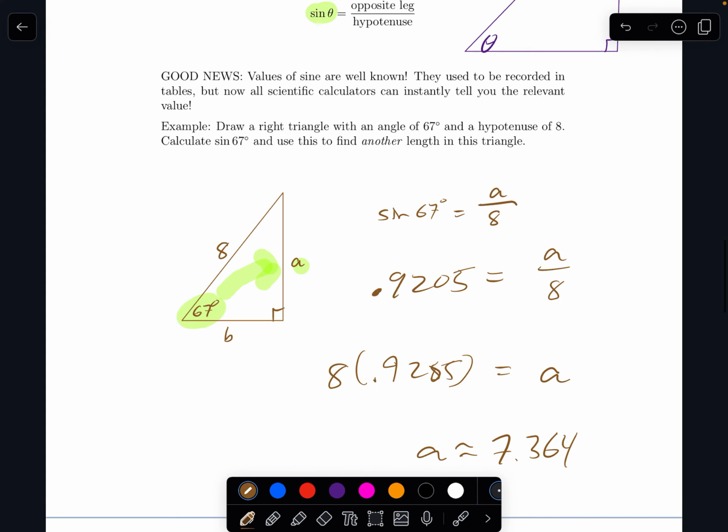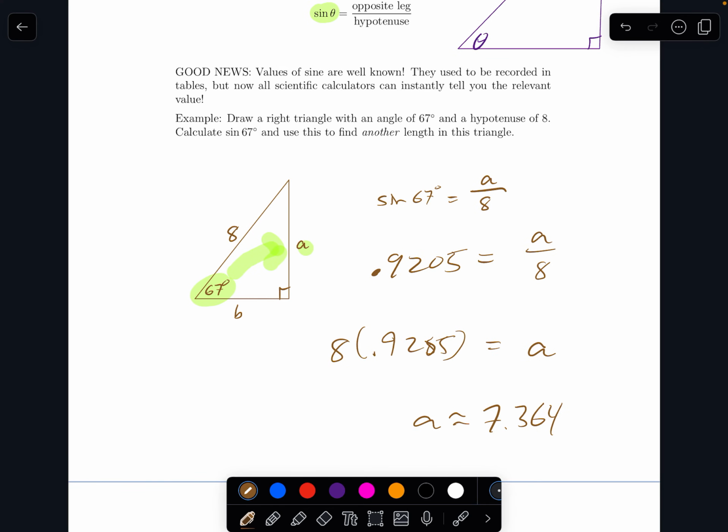We didn't have to have this memorized. We just needed to understand that built into our calculator or looking it up online, the values of sine are known, so we can use that and a little bit of math to figure out another side in this right triangle.